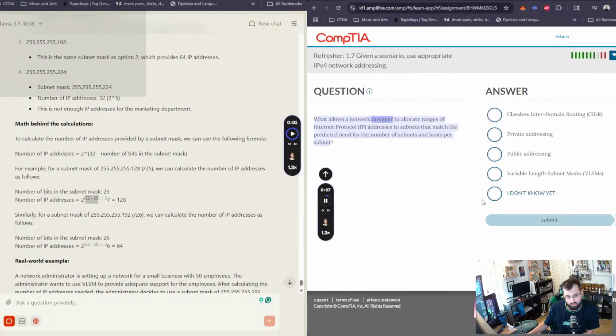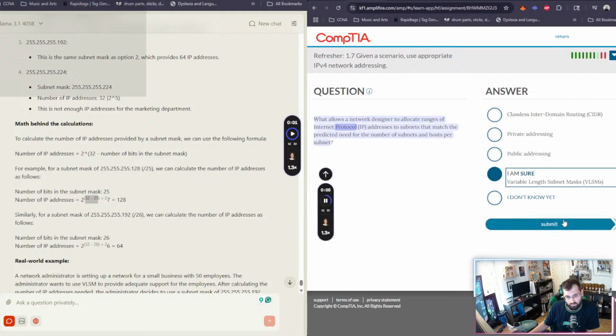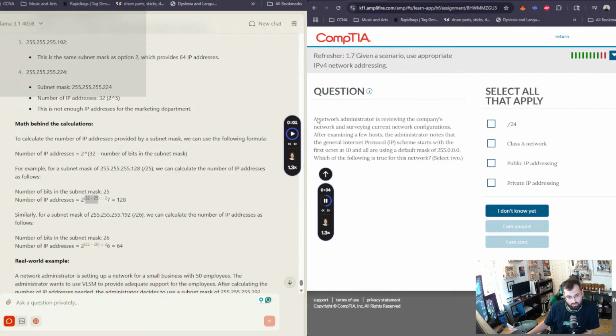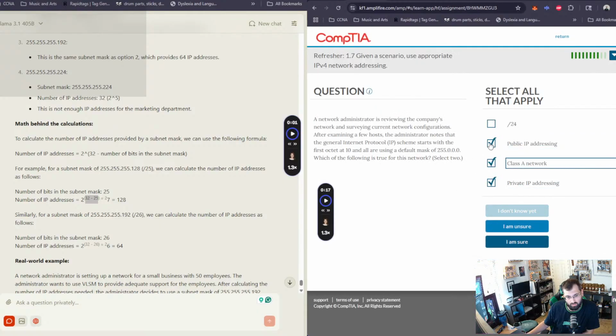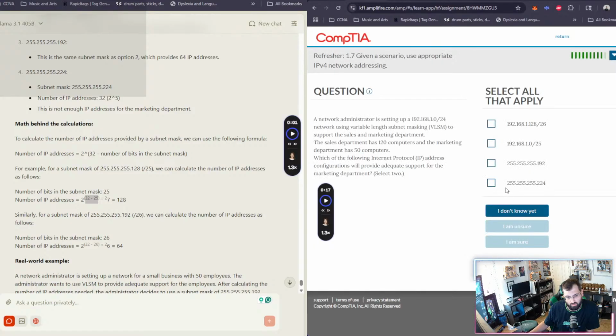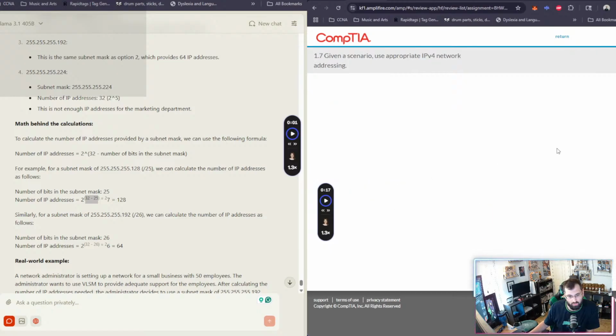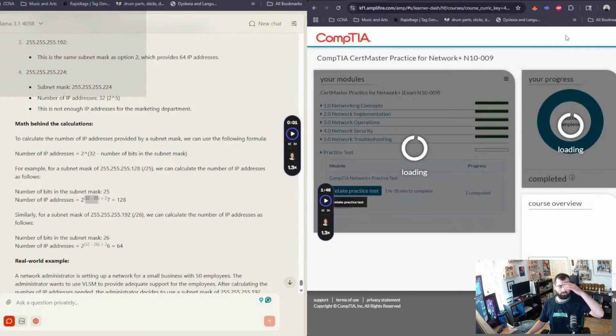What allows a network designer to allocate ranges of Internet Protocol IP addresses to subnets that match the predicted need for the number of subnets and hosts per subnet? Was it 192, 26? I think it was. Okay. We're going to stop right there.